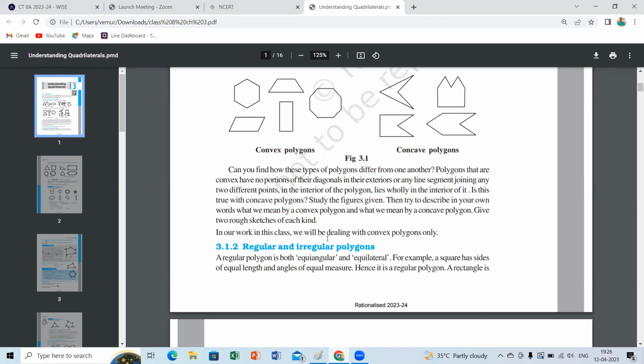Maybe they will definitely ask the basic question, children: differences between convex polygons and concave polygons. And you have to draw any two rough sketches for each kind. Ma'am, can you please draw not only this, you can draw two more rough sketches of concave and convex. Try in your book. Okay.